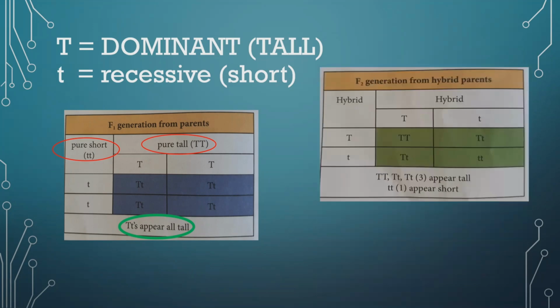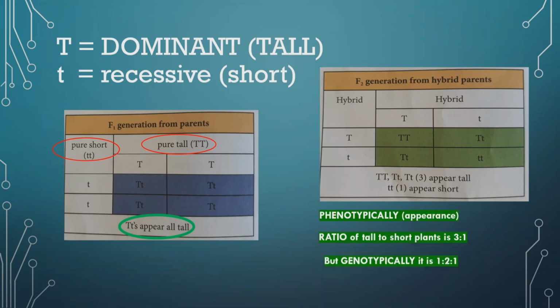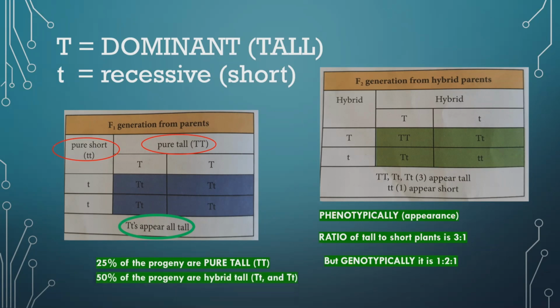For this box, the F2 generation from hybrid parents: phenotypically, or by appearance, the ratio of tall to short plants is 3:1, but genotypically it is 1:2:1. That is, 25% of the progeny are pure tall or double capital T, 50% of the progeny are hybrid tall, capital T and small t, and 25% of the progeny are pure short, double small t.